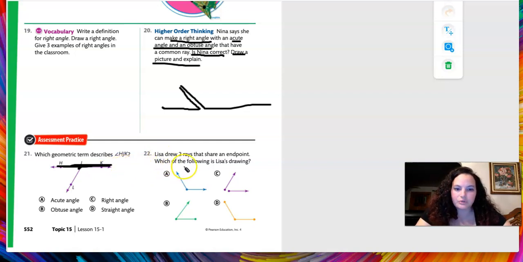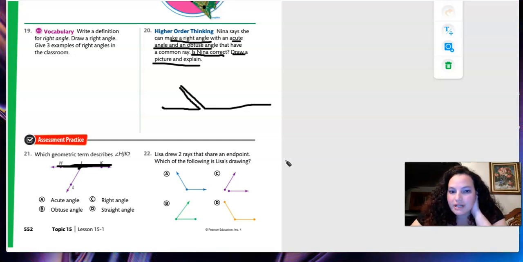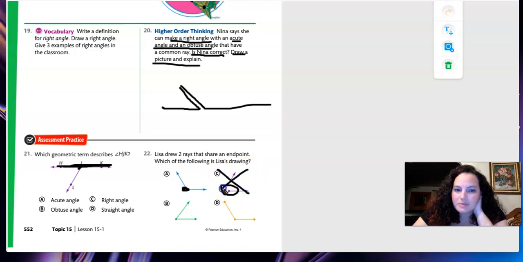Number 22. Lisa drew 2 rays that share an endpoint. Which of the following is Lisa's drawing? Now remember, if it's a ray, it has an endpoint and then an arrow at the end of the other side to show that it's going to keep going on from there. So let's take a peek at these. We're looking for two rays that share an endpoint. Okay, these ones share this endpoint. Oh, these ones aren't even connected, so we are not going to choose that one. That one is not going to be an option.